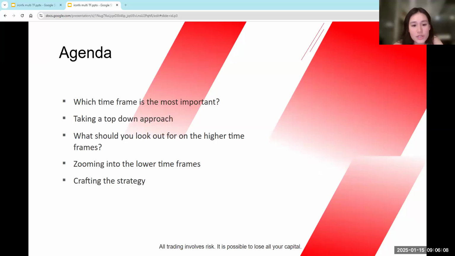So here's our agenda for today. We'll start off by talking a bit about which time frame is the most important, how to take a top-down approach, some things to look out for in the higher time frames, zooming into the lower time frames, and how to craft your strategy.